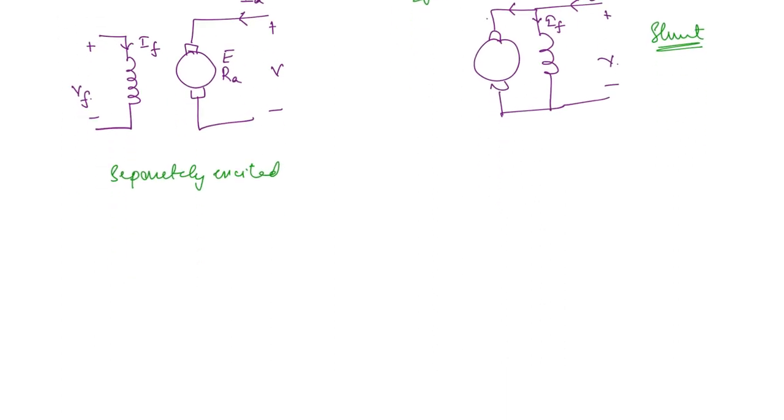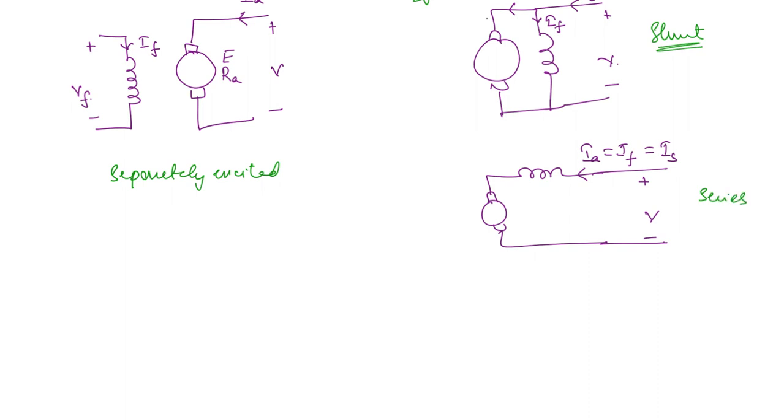Next, what about the series motor? In the series motor, the field winding is going to be in series with the armature, and this is going to be the armature current, field current as well as the source current, and the given voltage we can write as V. This is the series motor.